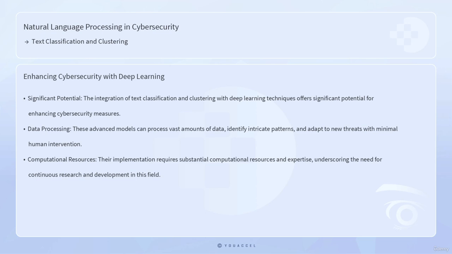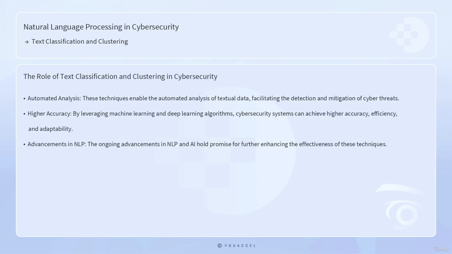In conclusion, text classification and clustering are indispensable tools in the arsenal of cybersecurity professionals. These techniques enable the automated analysis of textual data, facilitating the detection and mitigation of cyber threats. By leveraging machine learning and deep learning algorithms, cybersecurity systems can achieve higher accuracy, efficiency, and adaptability. The ongoing advancements in NLP and AI hold promise for further enhancing the effectiveness of these techniques, paving the way for more robust and resilient cybersecurity solutions.